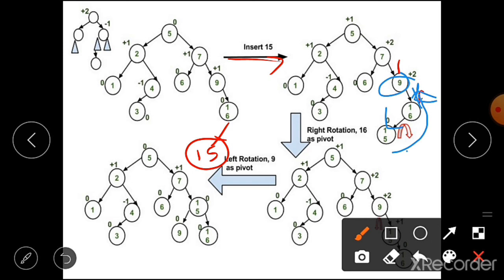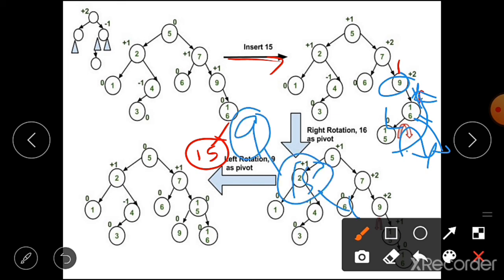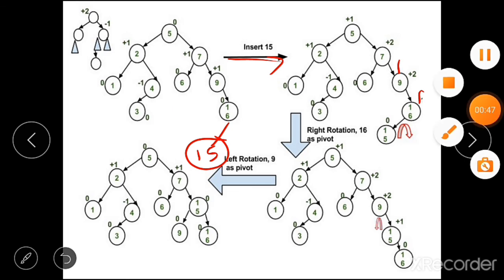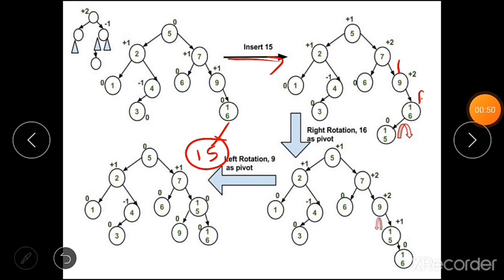So we first perform a right rotation based on this 16. So 16 is moved downwards and 15 goes to the middle. So it is 9, then 15, then 16, like this. That is here. 9, 15 and 16. This 9 is again unbalanced.